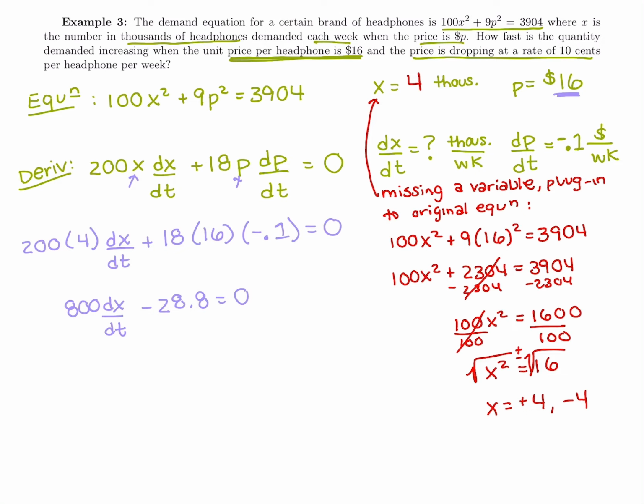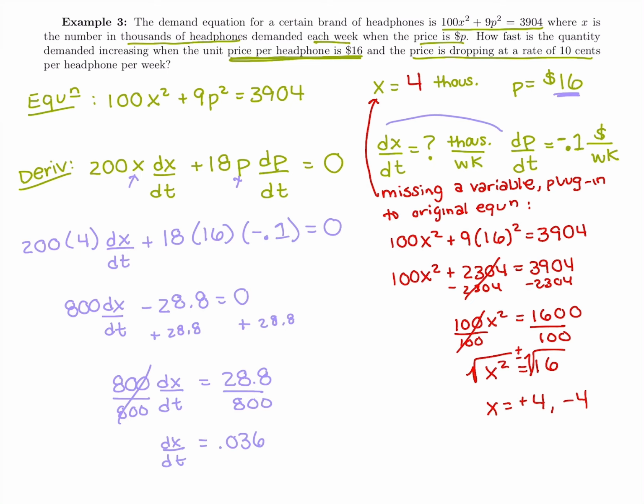I'm trying to get dx/dt by itself, so I'm going to add this number over. Add that 28.8 to the other side and get 800 dx/dt equals 28.8, and then we'll just divide both sides by 800. So dx/dt is 28.8 divided by 800, which is 0.036. And again, this setup is going to save me figuring out what this answer even means.